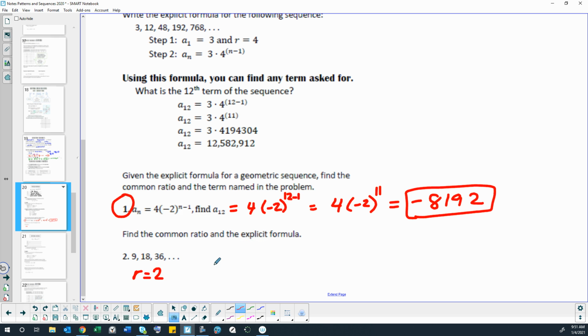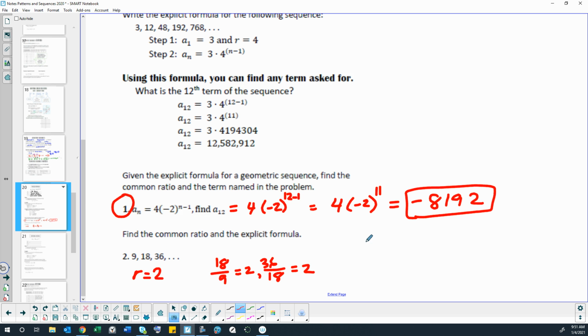It is 2. If you're having a hard time just doing those in your head, remember you can always go 18 divided by 9 is 2. 36 divided by 18 is 2. Right? So that's how you can find that number if you can't think just in your head what it is.